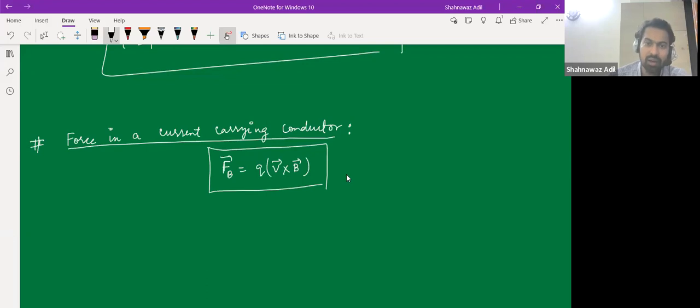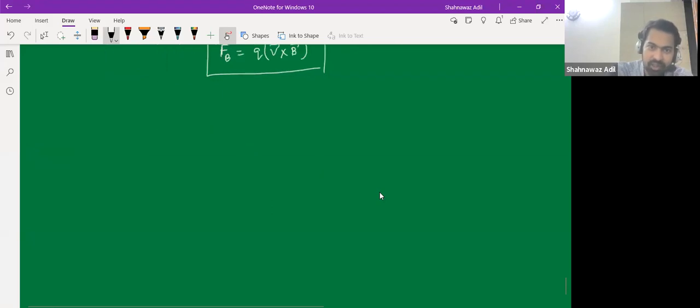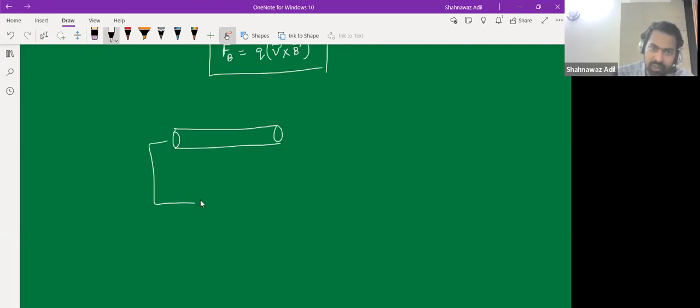Okay. Now, you guys tell me, if I have a current carrying conductor, and let's say this is joined by some potential, so the current is flowing in this way, so the charges will move in this way, right? So what is the speed of these charges in a conductor? What is the velocity?